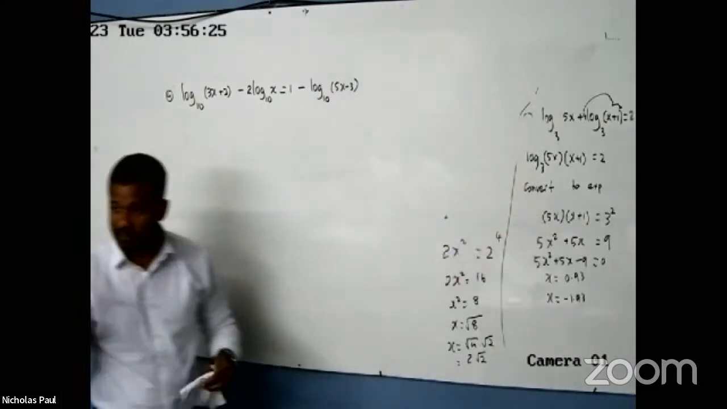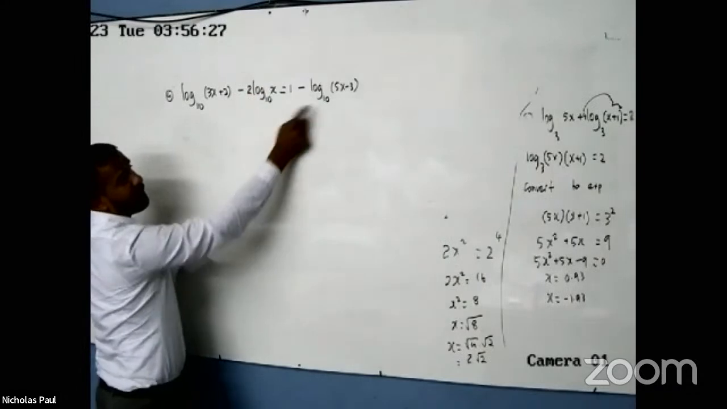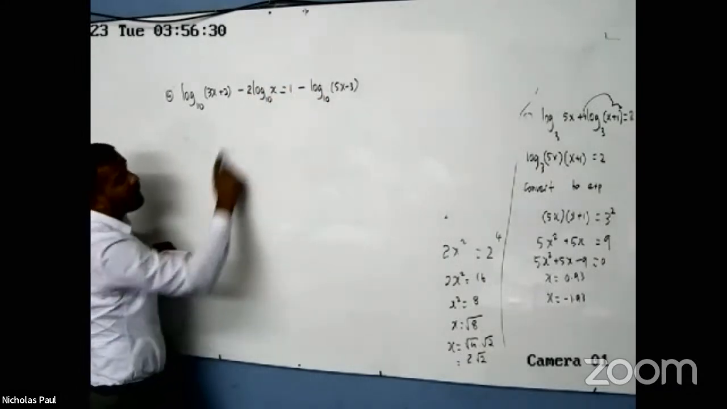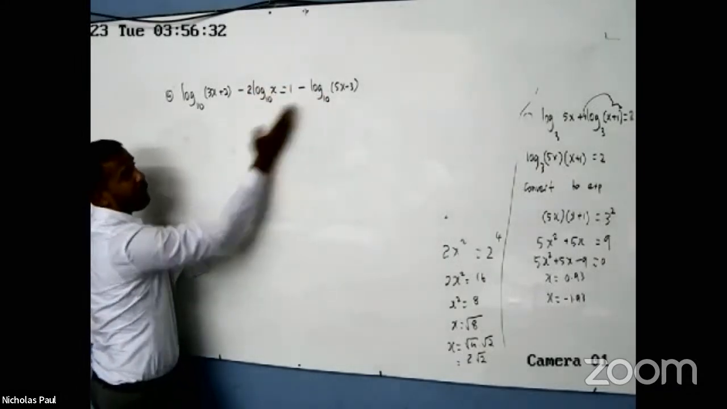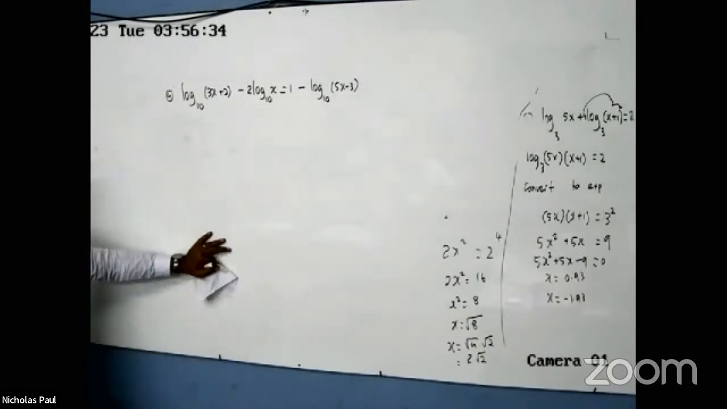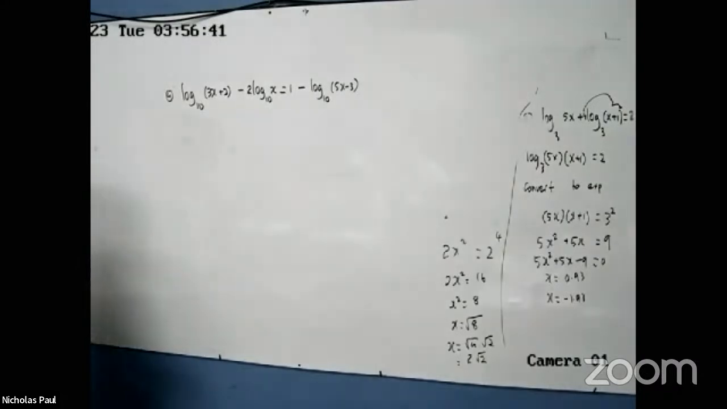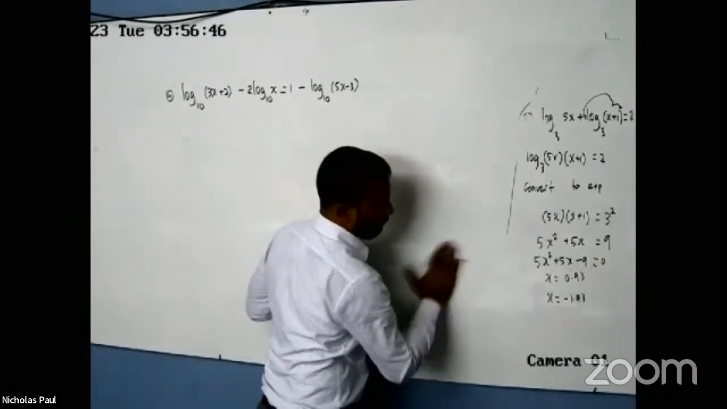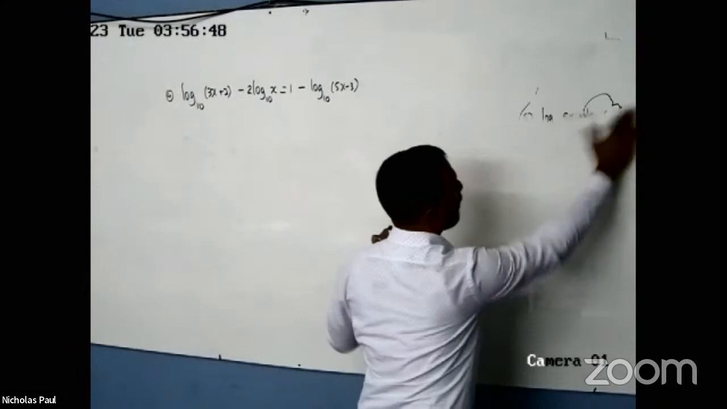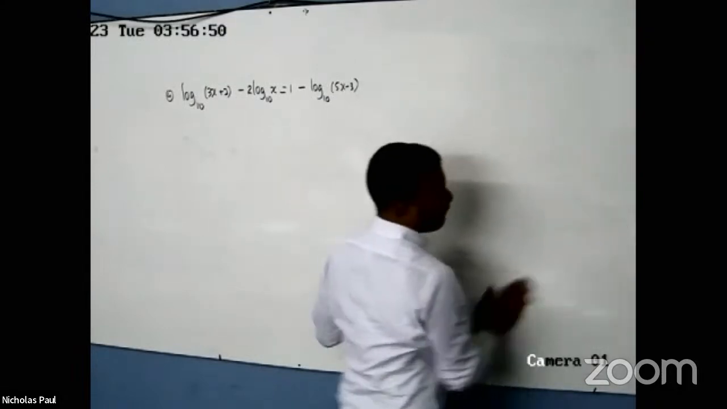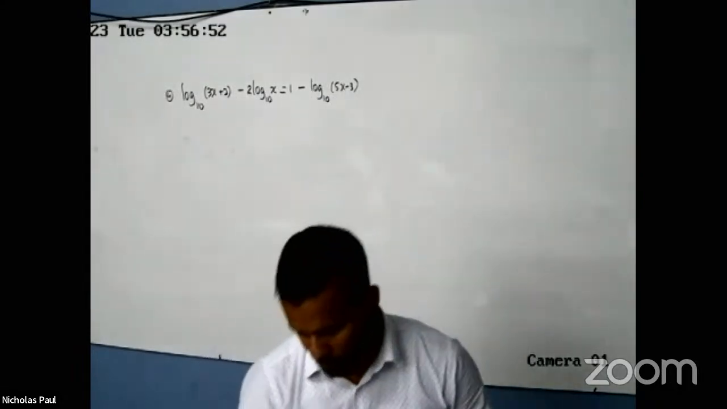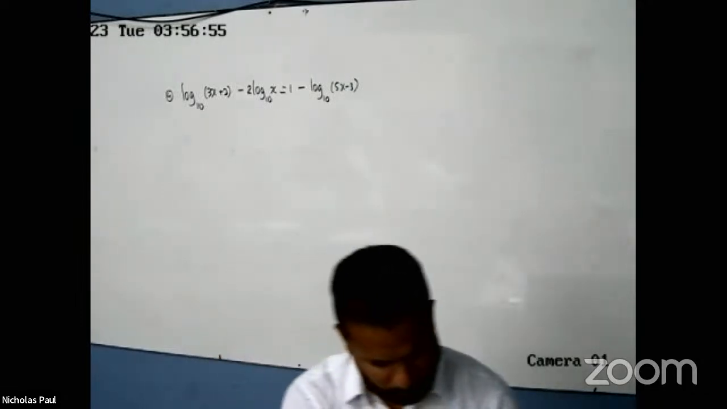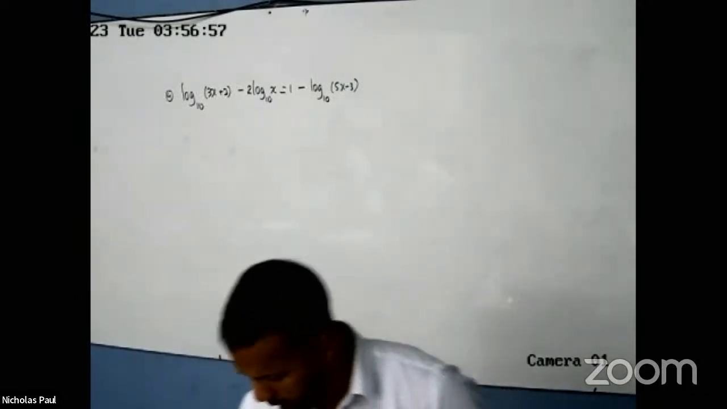All right, so your first step, you can take the 2 and put it there as a power and bring the logs on one side. Just like normal maths, bring all the like terms together. Simplify that and then convert to exponential form. Try it now. Right, let's see what you got.